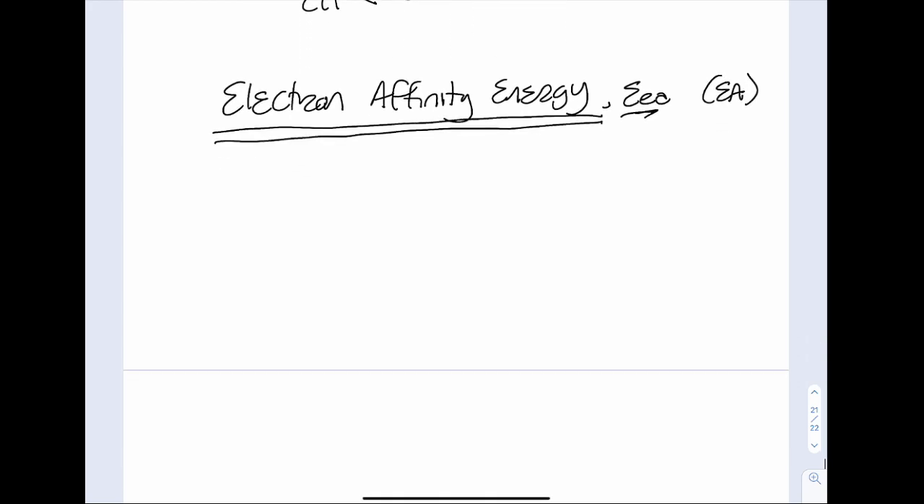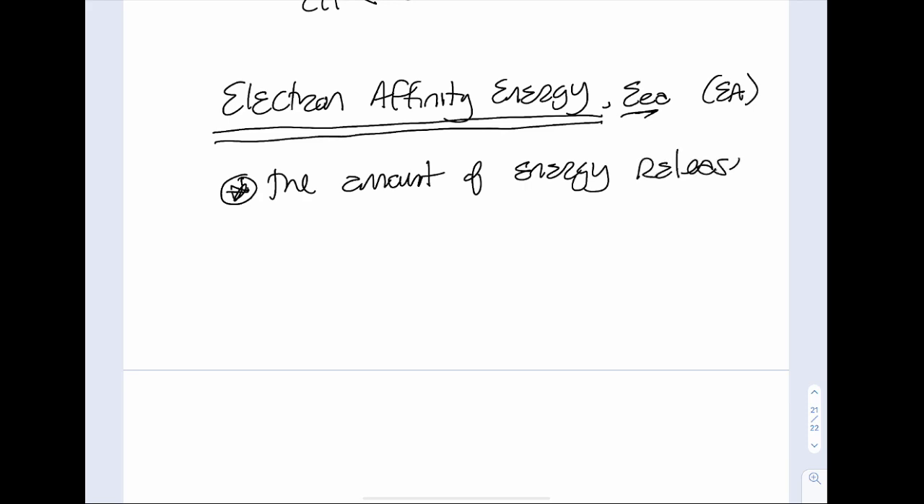So what this one is, this is the amount of energy released. So we're giving it off. So our values tend to be negative, right? Remember, a negative sign in front of our energies means energy is being given off. We can't have a negative magnitude. It's just the direction. So energy is being released. So the amount of energy released when an electron is added to an atom.